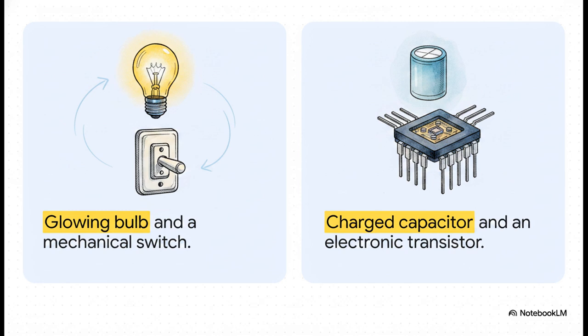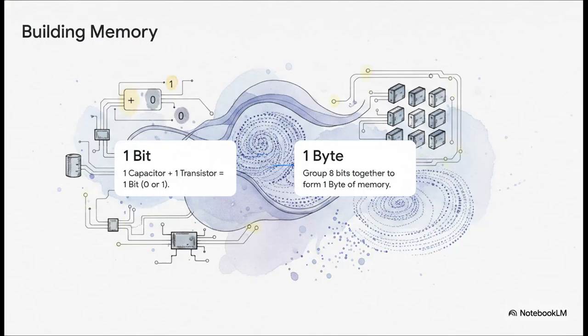And inside the computer, a discharged capacitor is a 0. And while we used our own hands to flip mechanical switches for those light bulbs, the computer uses that electronic transistor to quickly charge or discharge the capacitor. It is literally the exact same principle, just executed on a microscopic level. All right, let's build this computer's memory step by step. Step 1. When you pair one capacitor with one transistor, you get the absolute smallest possible unit of memory.